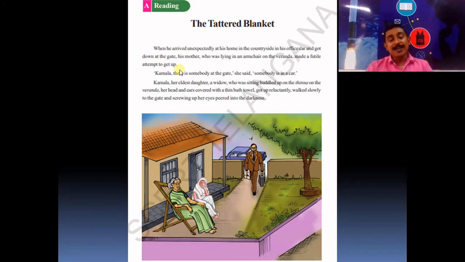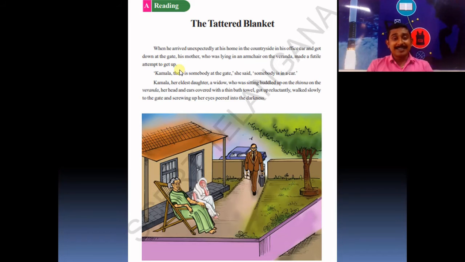Kamala is the eldest daughter of the old woman. She is a widow. Who is a widow? A woman who lost her husband, who doesn't have her husband alive, is known as a widow. So Kamala is a widow. She was just sitting huddled up on the tinna. Huddled up, we have already learned the meaning, means to crouch or sit down. Tinna is nothing but a raised platform on the veranda. She was sitting on the tinna on the veranda.